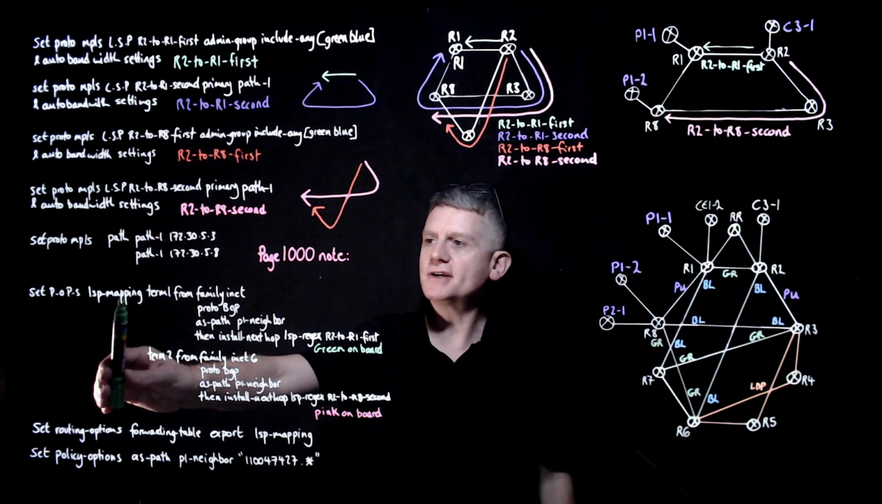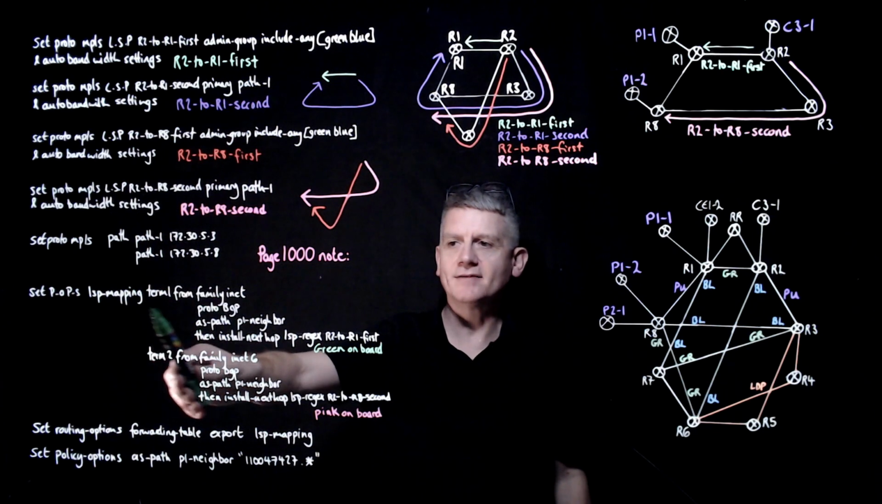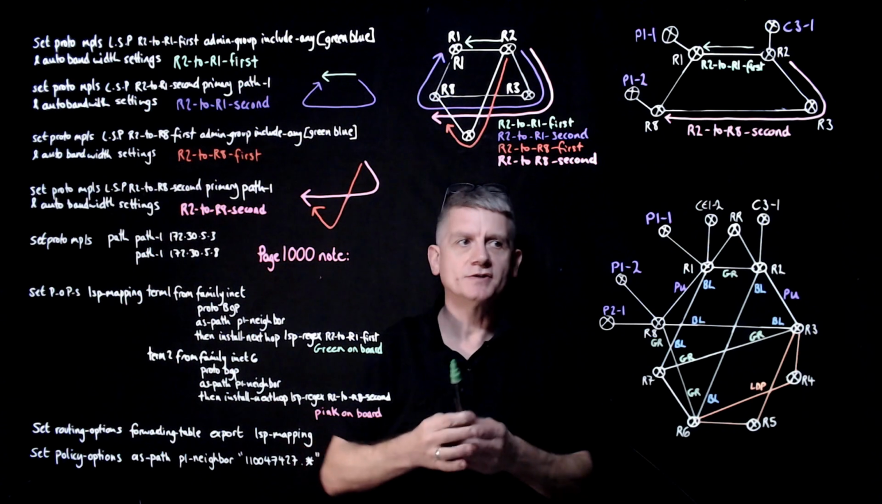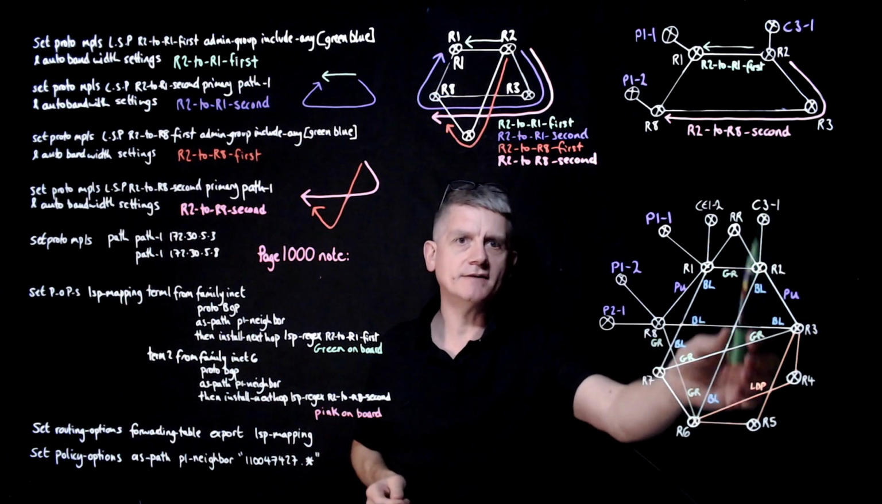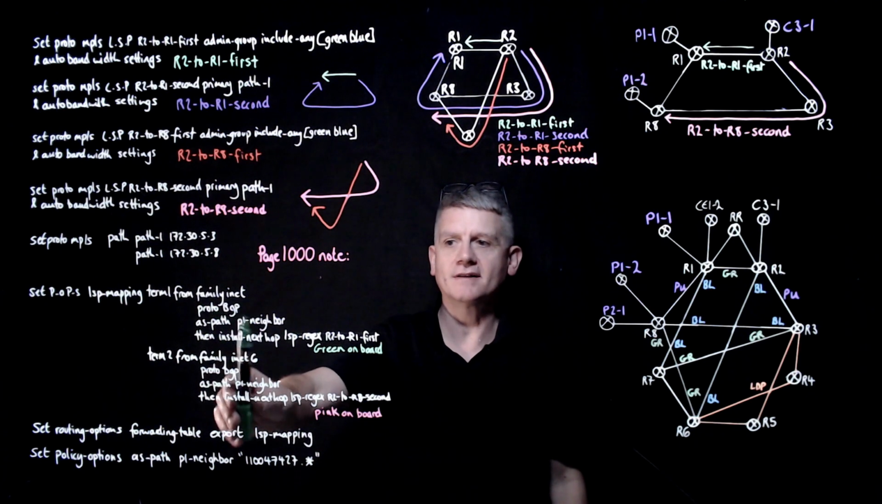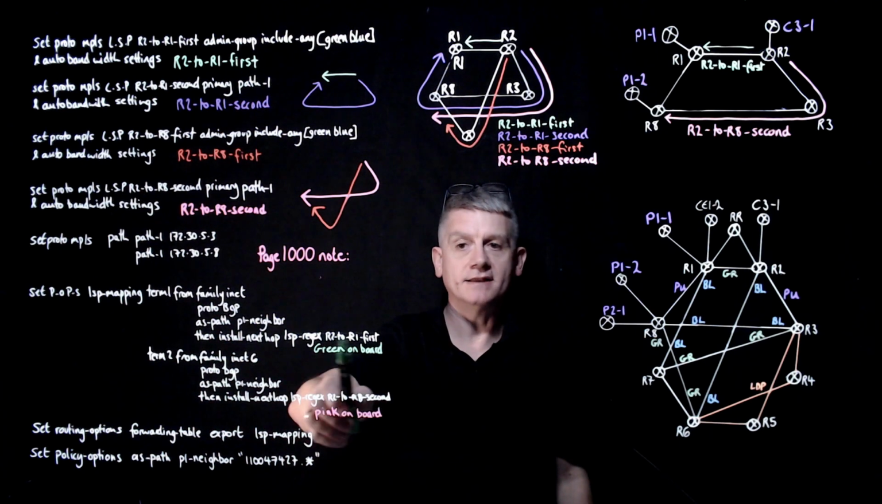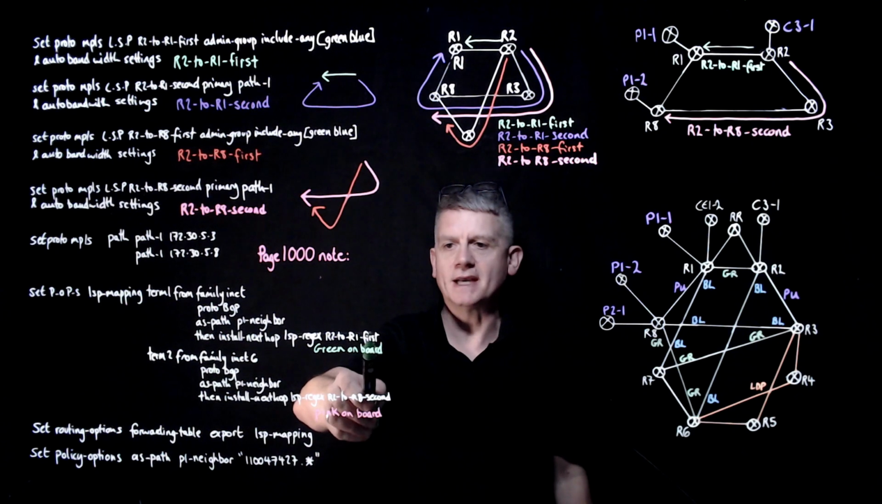So set policy options policy statement, LSP mapping, term 1 from family INET, protocol BGP, from AS path P1 neighbor, so we're on router 2 and we're not looking at the local path, we're looking at the remote path. So any route with that path, install next hop, LSP regex, and then the name of our path. Now it's LSP regex, not LSP, but obviously we're spelling the name and it's going to match.